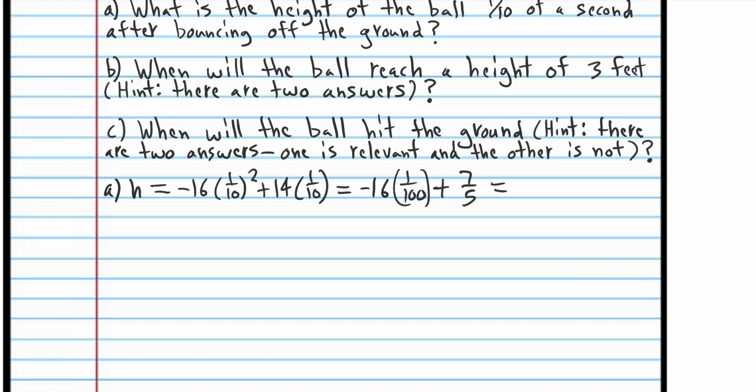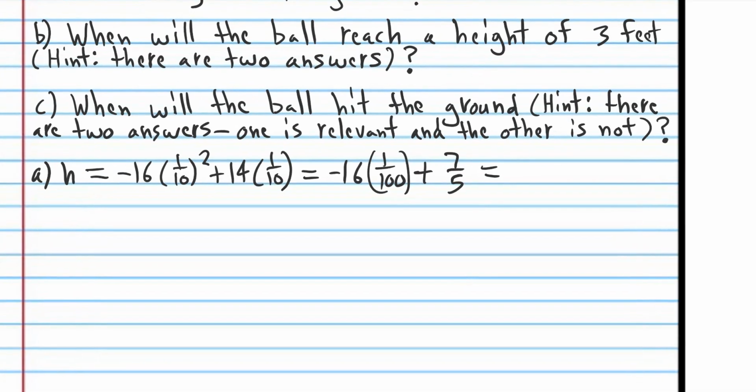And negative 16 times 1 over 100 is negative 16 over 100. Actually, I'm just going to skip a step. That would be negative 8 over 50, which is negative 4 over 25. And we need to get a common denominator. Multiply both sides of this fraction by 5, and we get 35 over 25, which is 31 over 25, and it's going to be feet as usual.